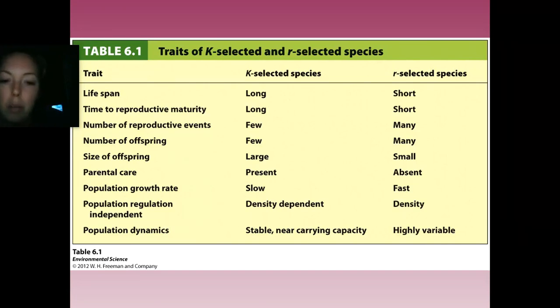An example of this would be something like a bluefin tuna. It takes them a long time to reach reproductive maturity, which would be a K-selected species trait. But once they do reach reproductive maturity, they have tons and tons of offspring, millions of offspring that don't receive any parental care, which is an R-selected species trait. We're going to talk a lot more about this in class because we have a lab that goes along with it.